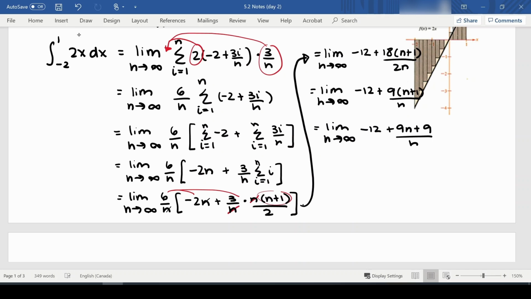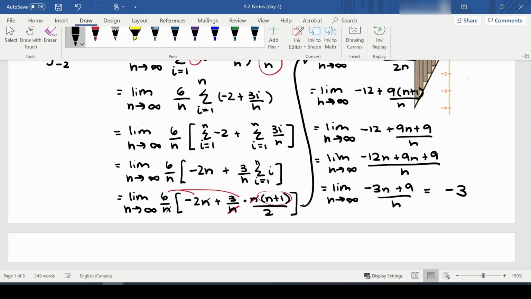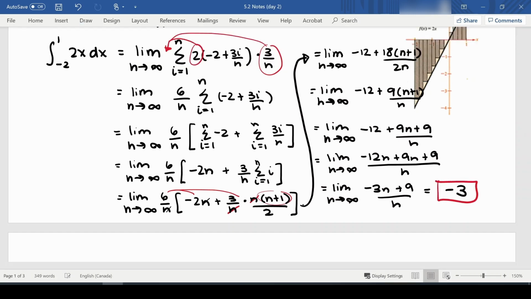So let's make a common denominator here. This is going to be negative 12n plus 9n plus 9, all over n, which gives me the limit as n approaches infinity of negative 3n plus 9 over n. Now the limit as n approaches infinity of this should give me negative 3. So a reminder that if you have n approaching infinity, you take the highest power on the top and the highest power on the bottom, take the coefficients of each of those to make a ratio, and that would be your answer.